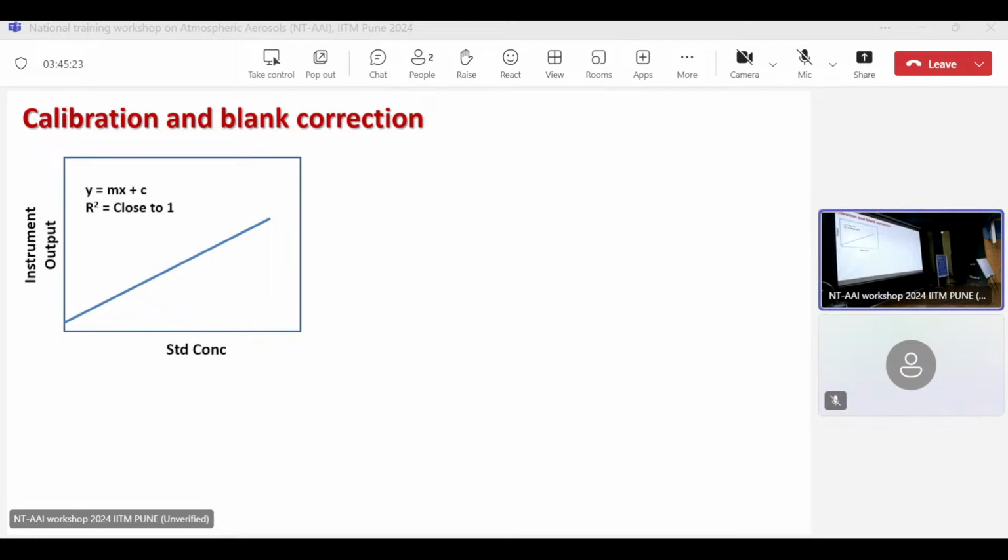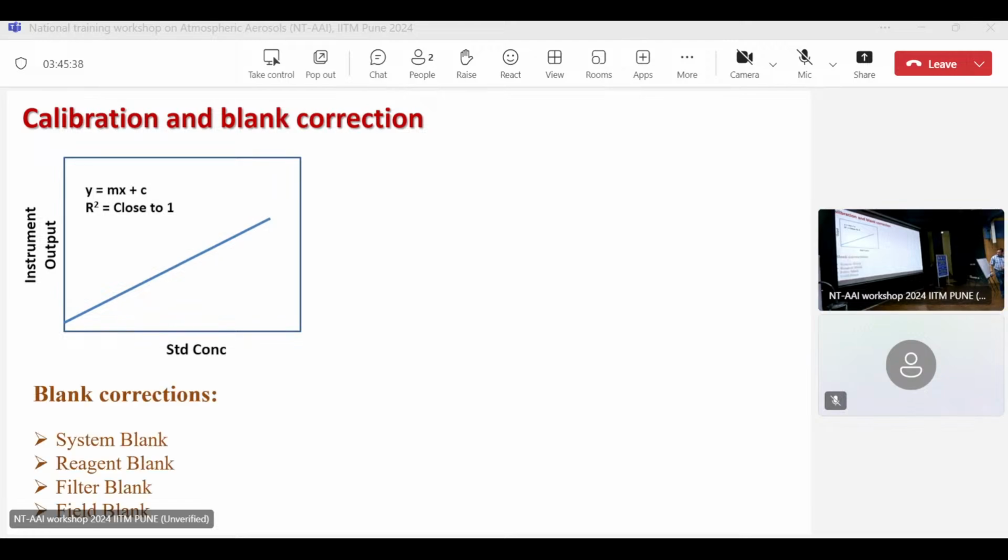That means the system has some concentration already available. You run the system without injecting anything. If you are getting some signal, that is called the system blank. System blank means running the system without putting anything. So from the system itself, say with OCT, we were talking, don't put any filter, run it, still we are getting some carbon, that means the system is contributing some carbon.